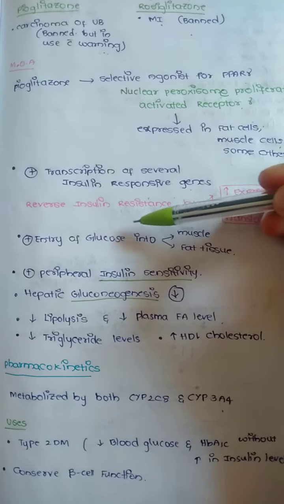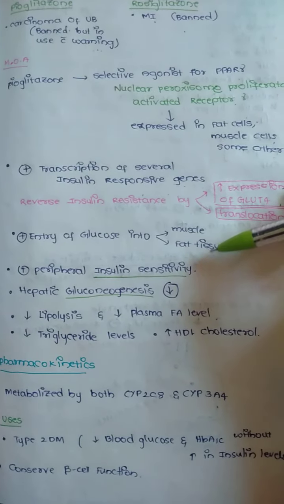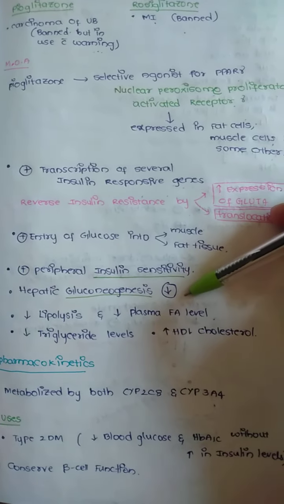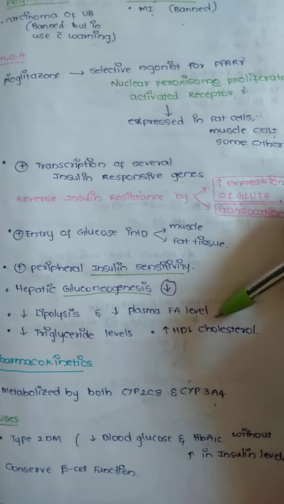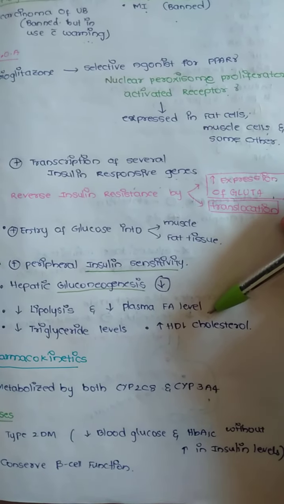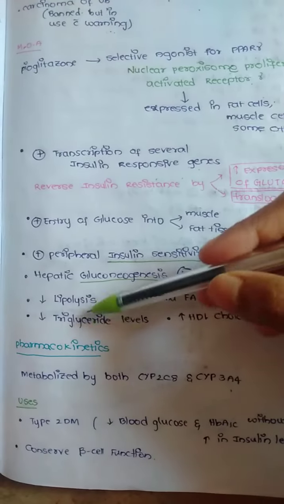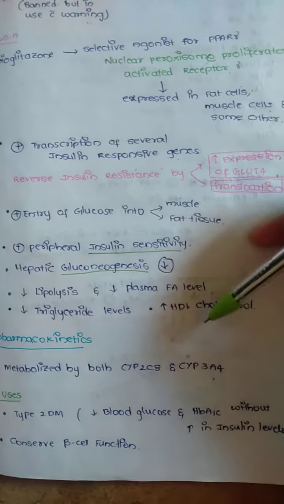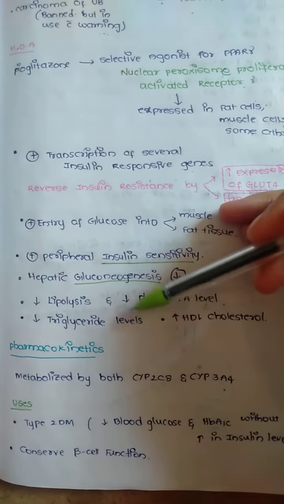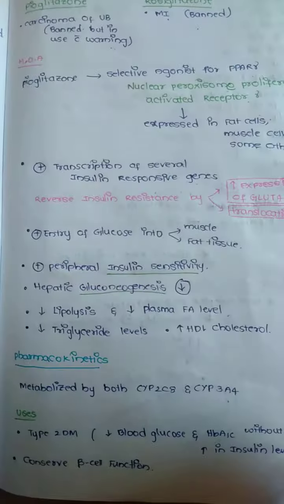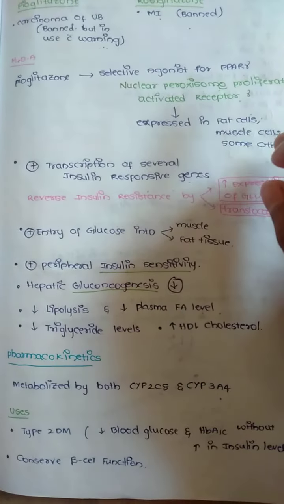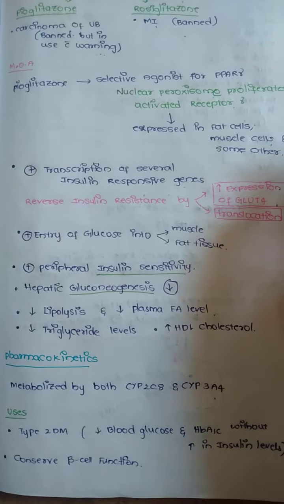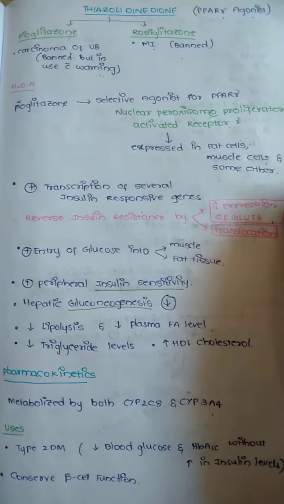Increase the entry of glucose into muscle and fat tissue. It also increases the peripheral insulin sensitivity, decreases gluconeogenesis, decreases lipolysis and decreases plasma fatty acid levels and triglyceride levels, but increases the HDL cholesterol. It is the good cholesterol, so we have to remember all these. All these actions combined will decrease the glucose in blood, so that we cure diabetes mellitus.